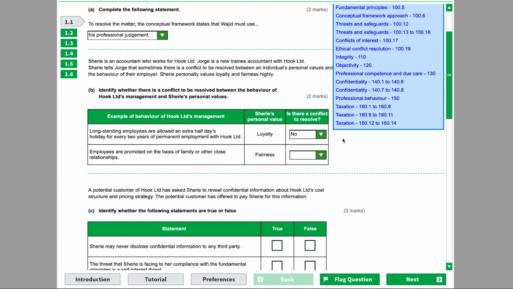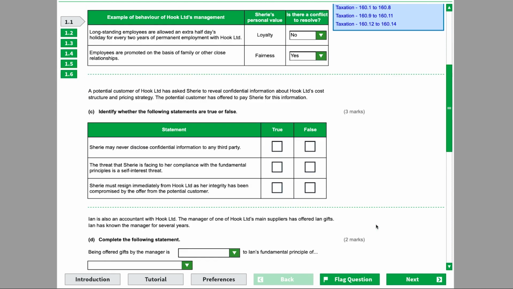The next one then, employees are promoted on the basis of family or other close relationships. And Sherry's personal value here is fairness. Well, I think that is fairly clear that if a person is promoted based upon their family or other relationships with people, that wouldn't really be completely fair. Usually we would expect somebody to be promoted based on their work ethic or ability rather than being a family member, in which case that would be a possible conflict. So we'd select yes. Nothing too complicated so far. Let's move on to part C.